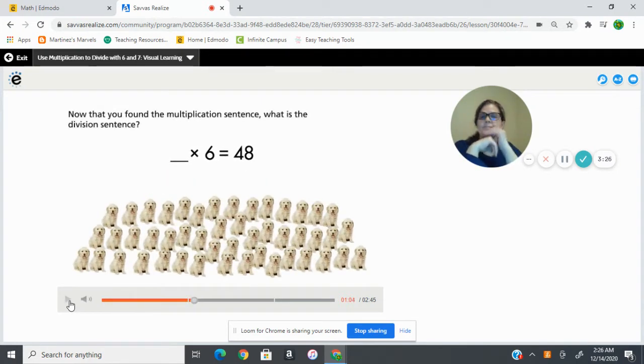Now that you found the multiplication sentence, what is the division sentence?